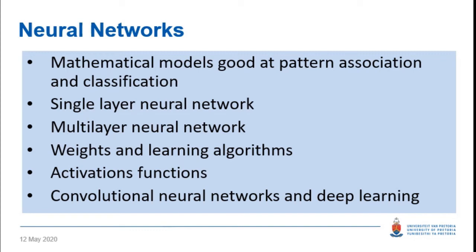Convolutional neural networks and deep learning. They're an extension of the whole idea of neural networks. The main way in which they differ from your standard neural network is the number of layers that you have in between. You can have hundreds of layers in between, especially with deep learning neural networks. We're going to look at that in more detail after we look at a general introduction to neural networks.